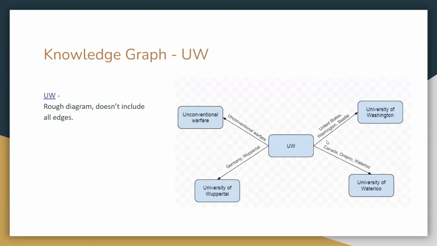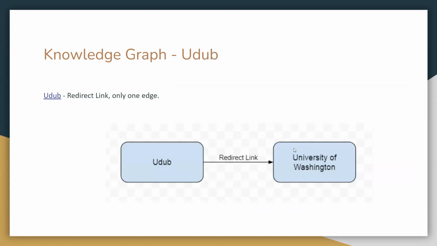For the next example, for UW, this is also a rough diagram, so it doesn't include all the edges. As you can see here, it has an edge to University of Washington, and the relationship is it's in the United States, Washington, Seattle. This is also an acronym for University of Waterloo, and the description is Canada, Ontario, Waterloo. And here it can also be like for words, which is unconventional warfare. It's an acronym for unconventional warfare. And then next, for redirect links like UW, it's only one edge, which is just representing a redirect link. So if you say UW, it will immediately redirect to University of Washington's page.